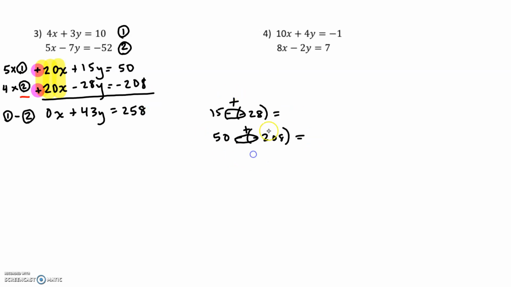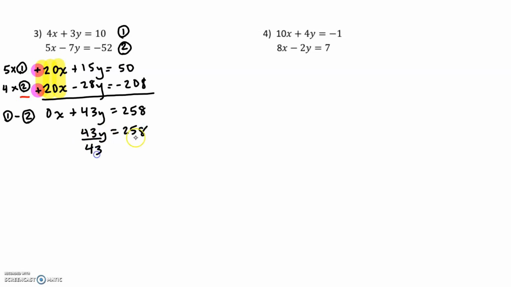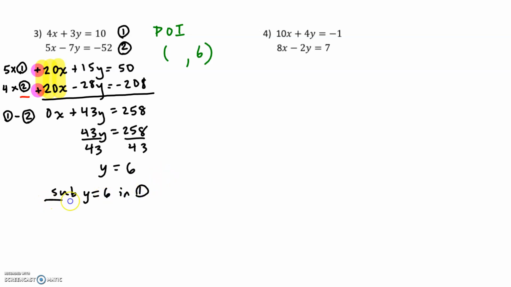All right, so now we're ready to solve for y. So we have 43y equals 258. Divide both sides by 43. And y equals, so 258, I'm just putting it in my calculator, divided by 43, and I get 6. All right, so for my POI, we have my y value this time, and we're going to go ahead and sub y equals 6 in. How about we sub in equation 1 this time?